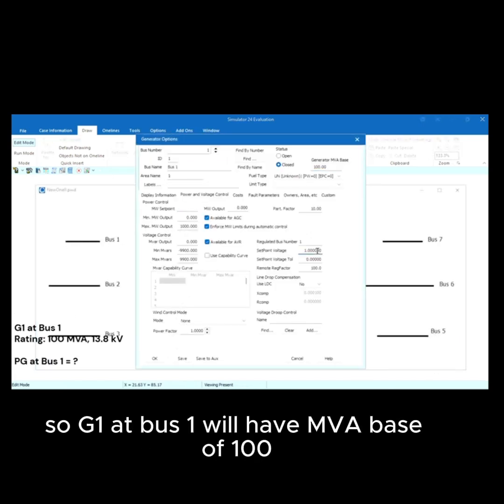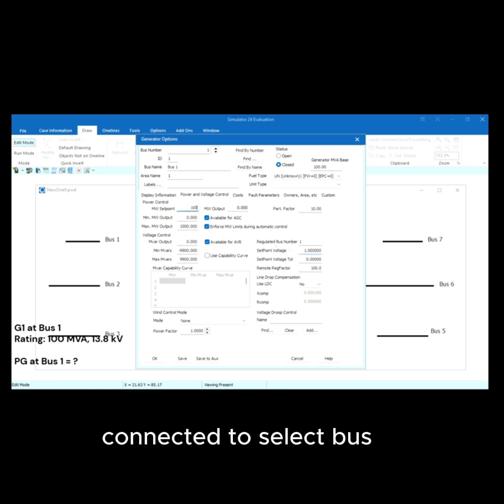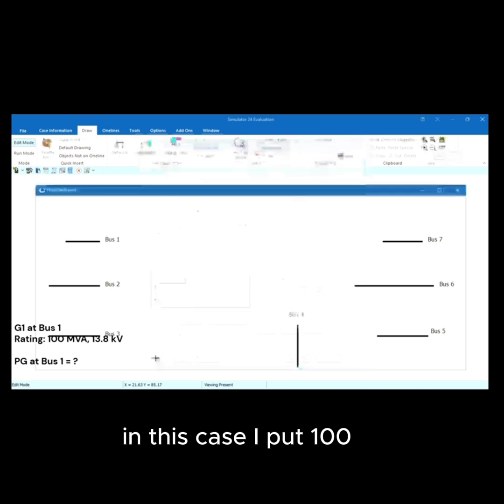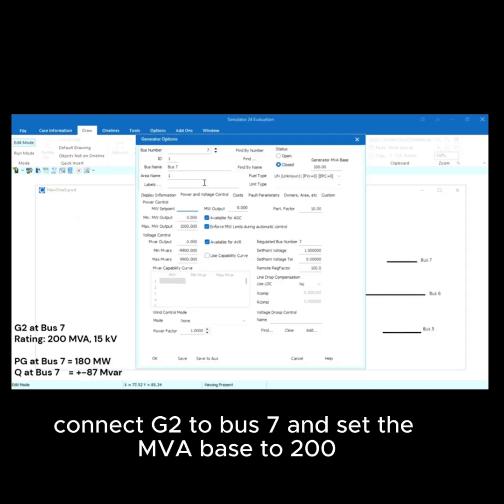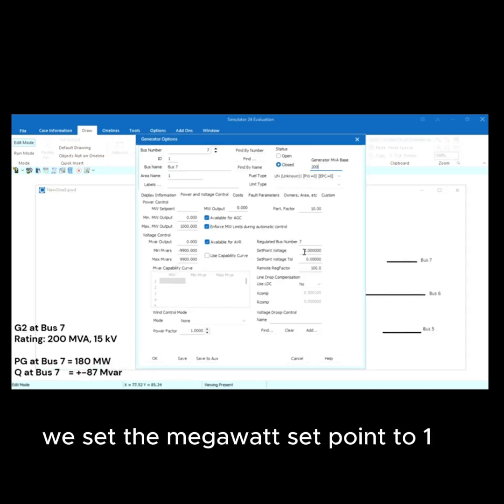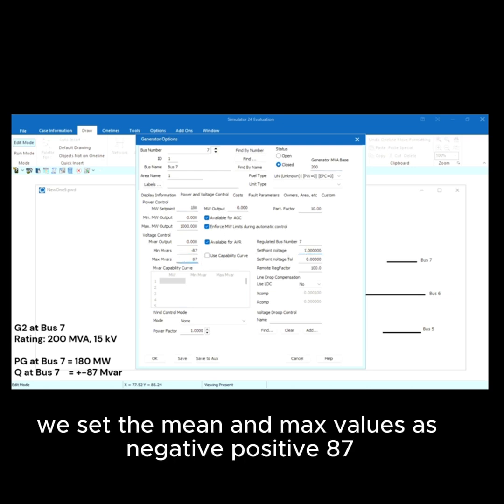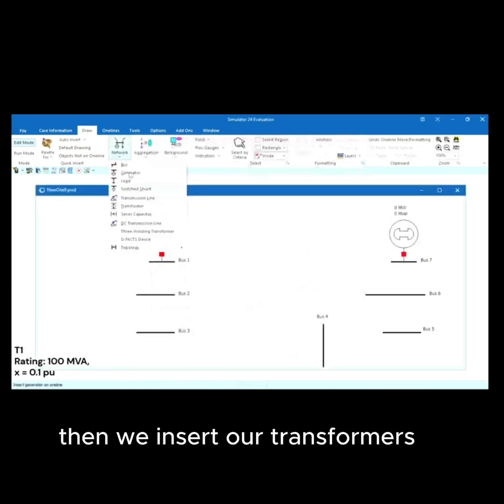So G1 at bus 1 will have MVA base of 100. Connected to slack bus, we can simply put any value for our power set point. In this case, I put 100. Connect G2 to bus 7 and set the MVA base to 200. We set the megawatt set point to 180, while for MVAR, we set the min and max values as negative positive 87. Then we insert our transformers.